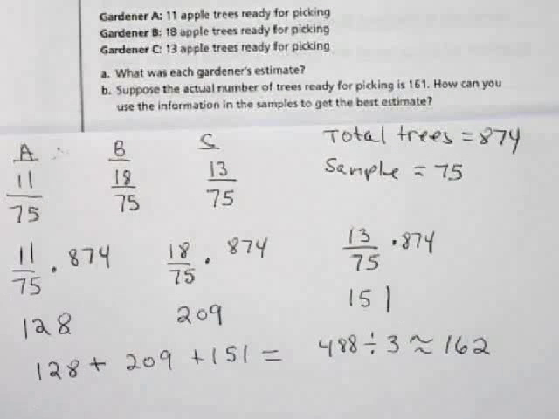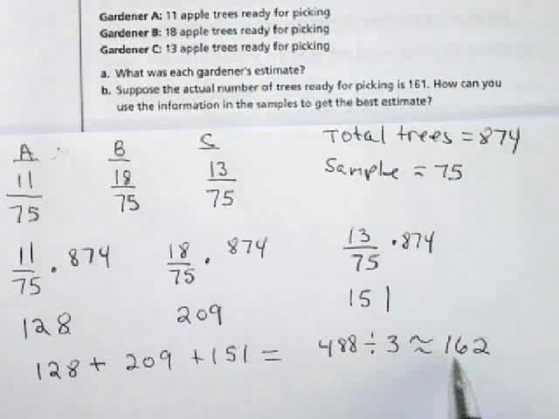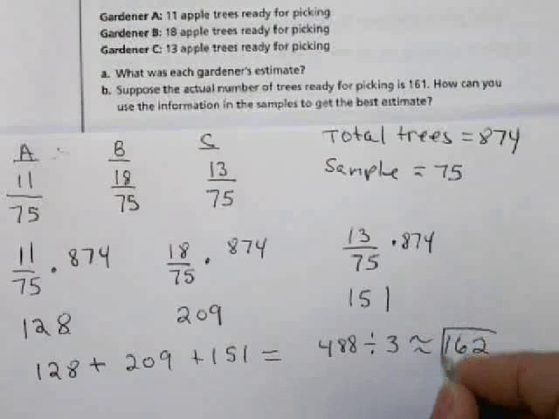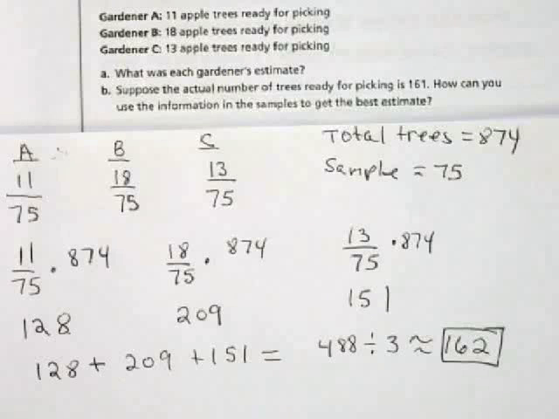As you can see, it says, suppose the actual number of trees is 161. And yes, when we took the average, we got 162. So that would be our answer for B. And that's another way in which we use samples from a population to figure out what's going on in a population.